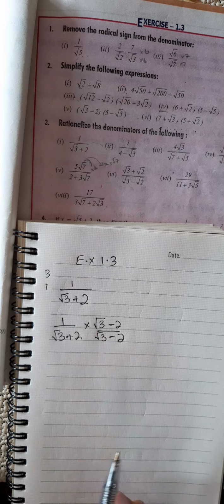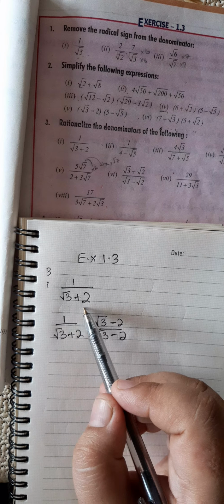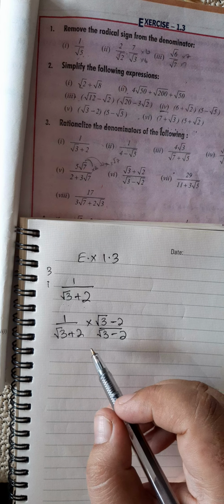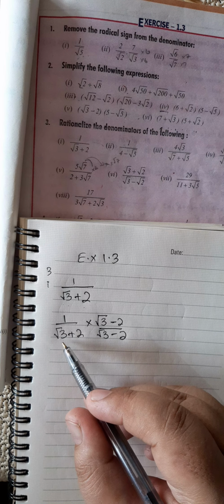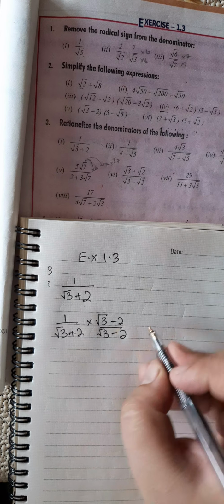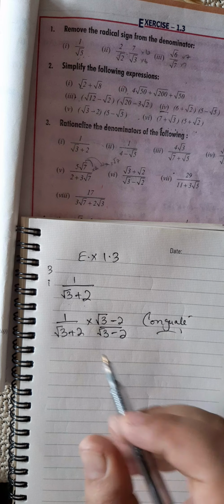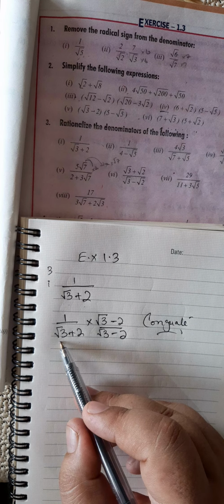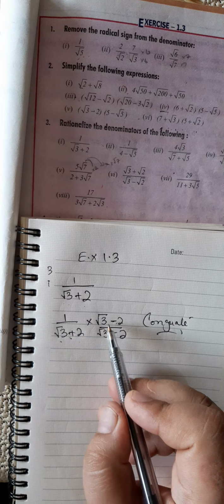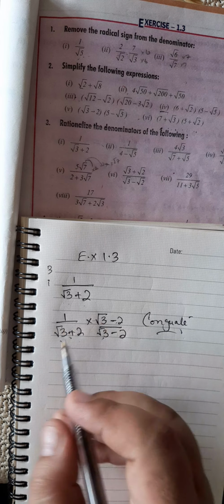So we take the conjugate of the denominator of 1 by under root 3 plus 2. How to rationalize the denominator? Conjugate of under root 3 plus 2 is under root 3, just changing the sign, minus 2. We multiply it and we divide by it as well. Now we further solve it.